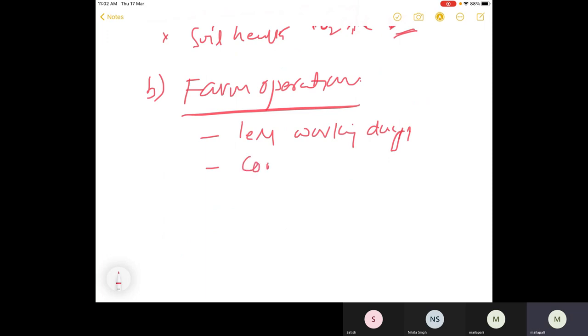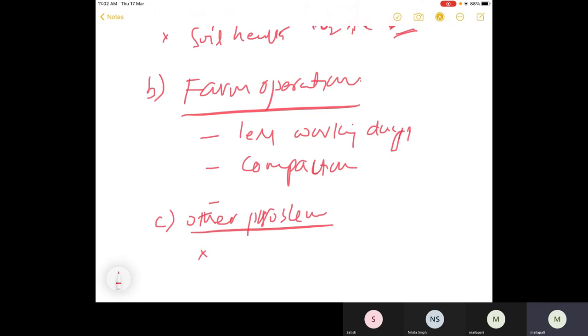That is the thing. And the other one is compaction. When you use the farming equipment, that definitely compacts the soil and destroys the soil structure. Other problems could be flooding, because there is no infiltration, so the excess water is going to flood not only the field but the surrounding areas. The second is erosion. Since the soil structure is disturbed, the soil particles are freely carried away by runoff.